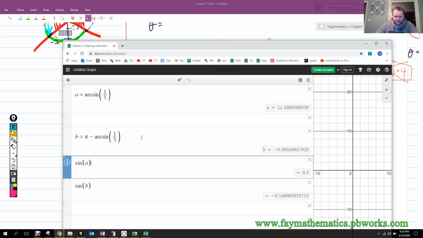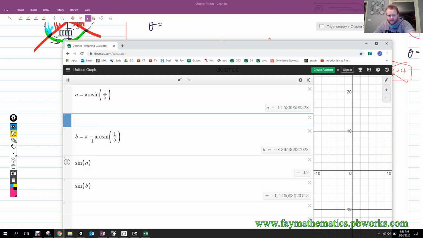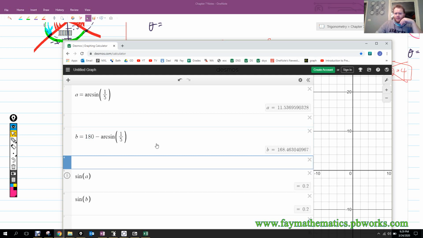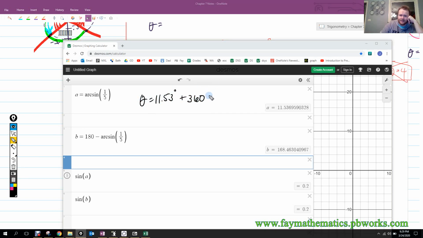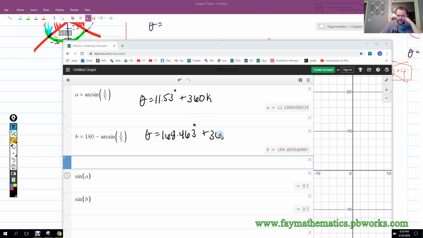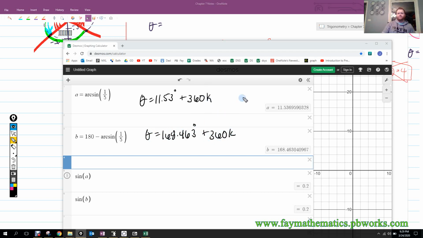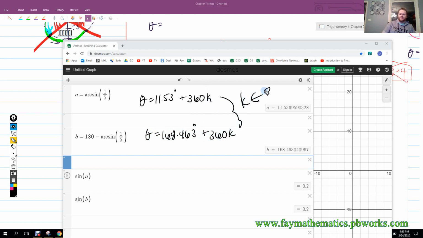Actually, how did I have that? So it would be 180 minus... so it'd be those. So it'd be 11.53 degrees plus 360 times k. And this one would be 168.463 degrees plus 360k. And obviously here, k again has to be an integer.